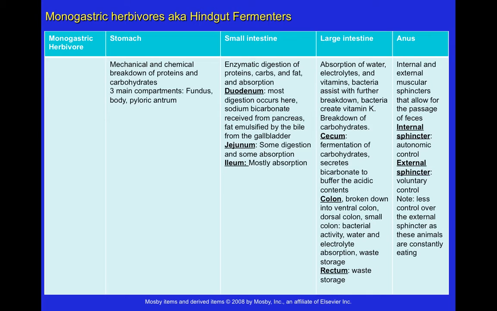So if you're ever putting a rabbit, a rat, a mouse, or a horse in a stall or in a cage, make sure that there's some hay or some pellets available to them. The reason for this is that the hindgut, which we'll talk about, requires a constant supply of protein and carbohydrates in order to sustain the little microbes that live there.